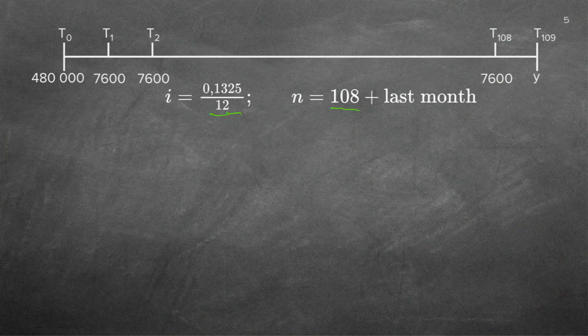Remember, they didn't say it's so many years. They actually gave you 109. But up to 108, I'm paying my full amount of 7,600 Rand. And then for the last month, I need to pay some other little amount. But remember, there's always interest involved.